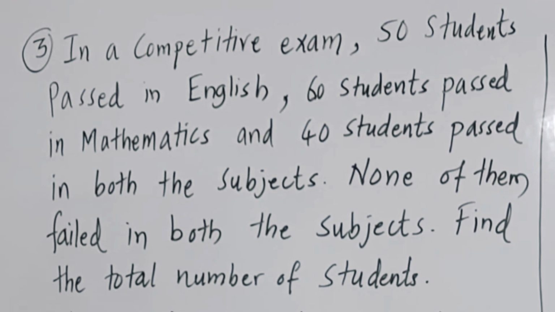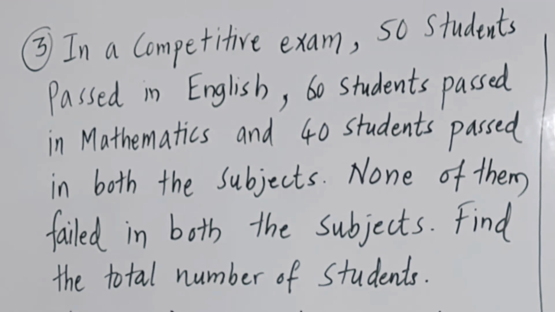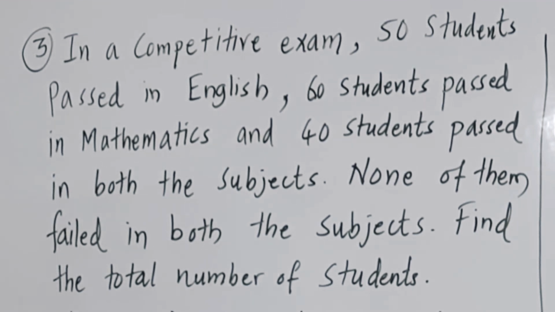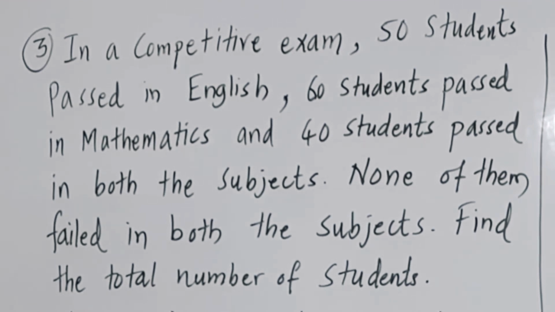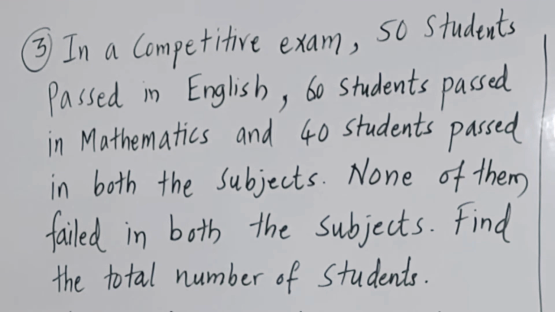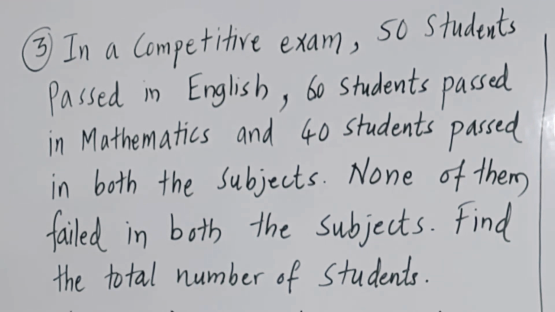Third example: in a competitive exam, 50 students passed in English, 60 students passed in mathematics, and 40 students passed in both the subjects. None of them failed in both the subjects. Find the total number of students.